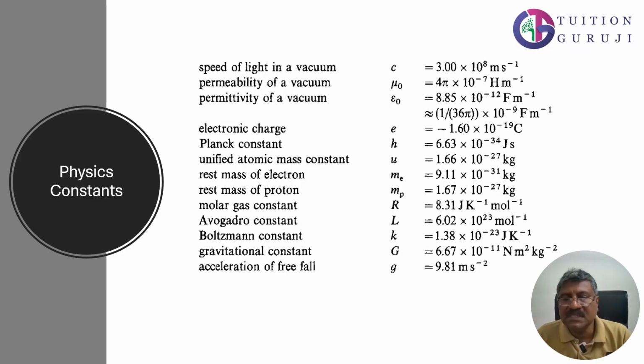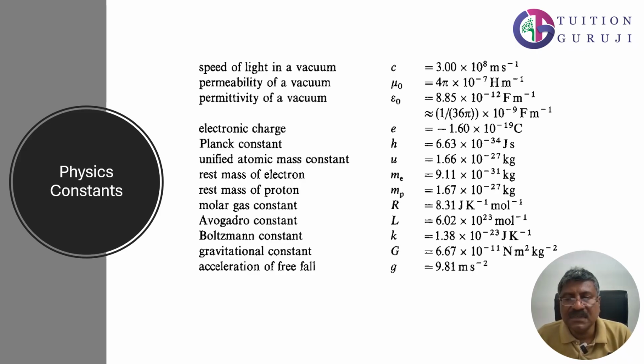Then Planck constant is 6.63 into 10 raised to minus 34 joule second. Then AMU, 1 AMU is 1.66 into 10 raised to minus 27 kg. Mass of electron is 9.11 into 10 raised to minus 31 kg. Mass of proton is 1.67 into 10 raised to minus 27 kg.